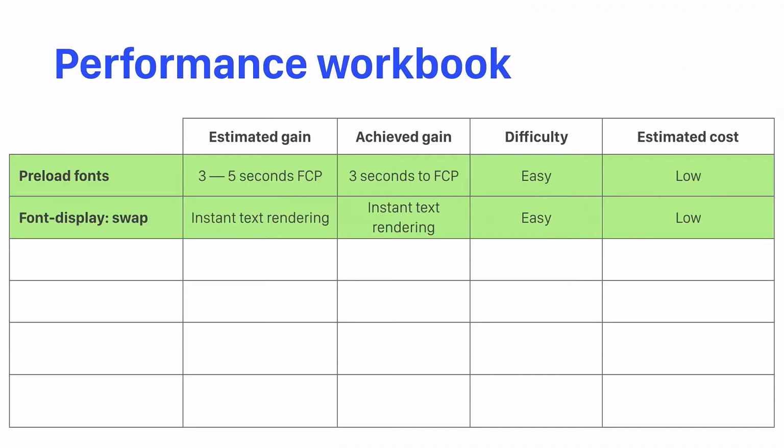So if we're looking at maybe using font-display swap, we could get instant text rendering because we're not waiting for the web font to be downloaded. That seems fairly easy as well, though it may depend on your code base. Estimated costs, again, low. Straight away, go and do it.